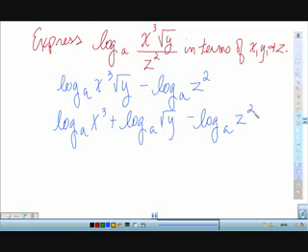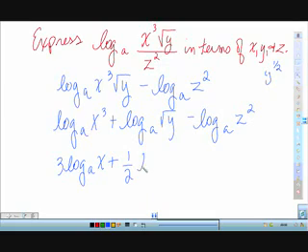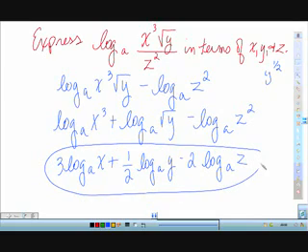And then the last thing that needs to happen is all of our exponents can come to the front. So this is going to be 3 times the log base A of x plus. Now, the square root of y is the same thing as y to the 1/2. So I'm going to have plus 1/2 log base A of y minus 2 times log base A of z. And that will be my final answer. That's it fully expanded.